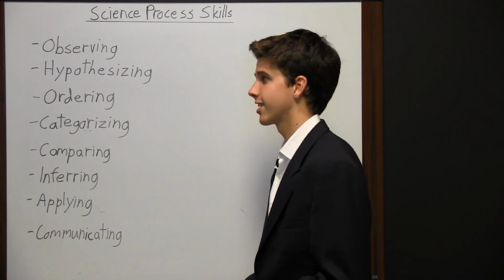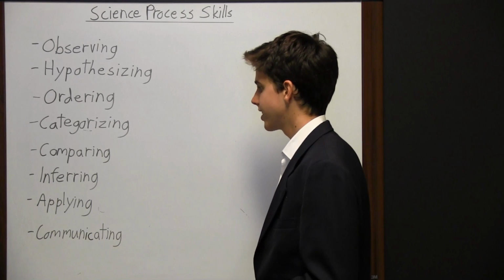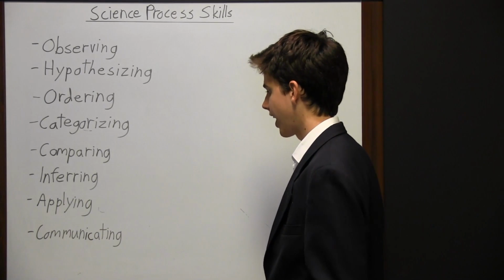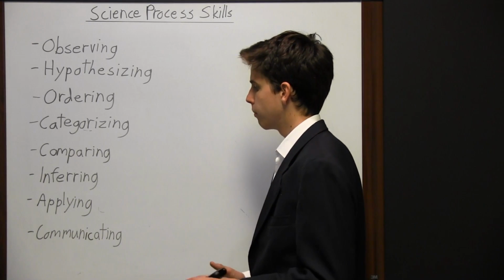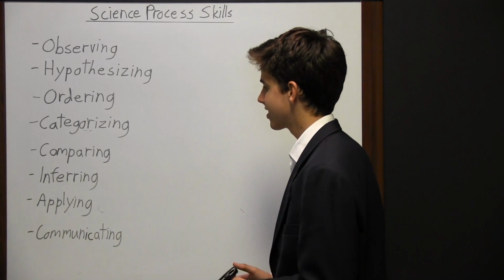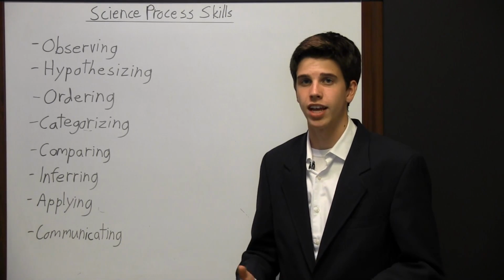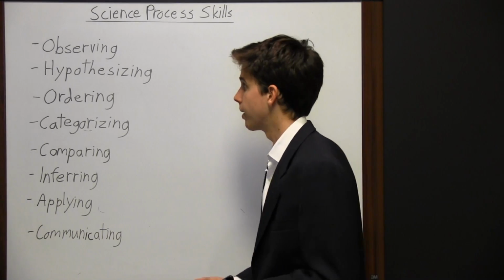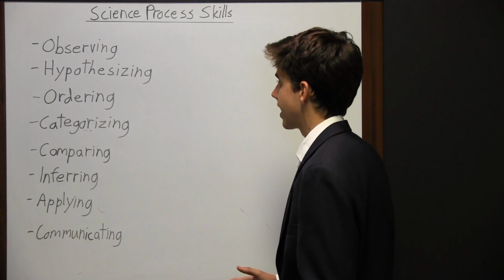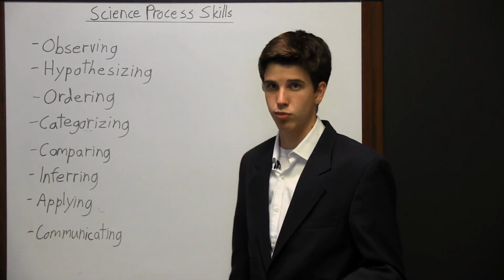The science process skills include observing, hypothesizing, ordering, categorizing, comparing, inferring, applying, and communicating. These are all important science skills, and for the most part, this list goes from easiest to hardest. So if you want to understand one science skill, it's good to understand the science skills before it. So I want to go over all of these and give a brief description of each. So observing is pretty self-explanatory.